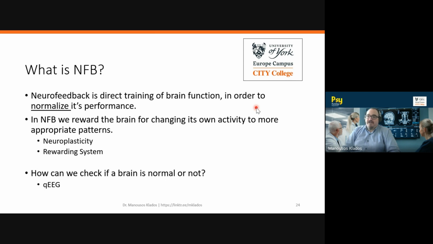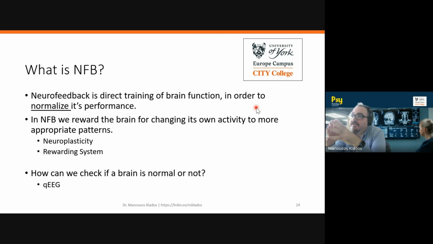And how we can check, of course, if a brain is normal or not, based on our previous findings and based, let's say, on QEEG. If I could make a critical discussion about this, two questions arise. First of all, can we change that? Yes, we have seen that we can change that. So far so good.